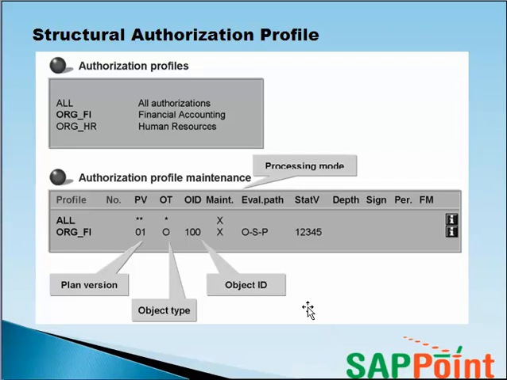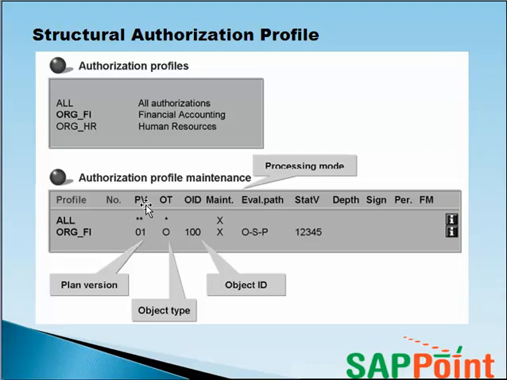A definition of a structural profile will consist of many fields. For example, you have the plan version, you have the object type, object ID, whether you're allowed to maintain, evaluation path, status vector, depth level, sign, and let's say function module. We'll see each one of them one by one now.